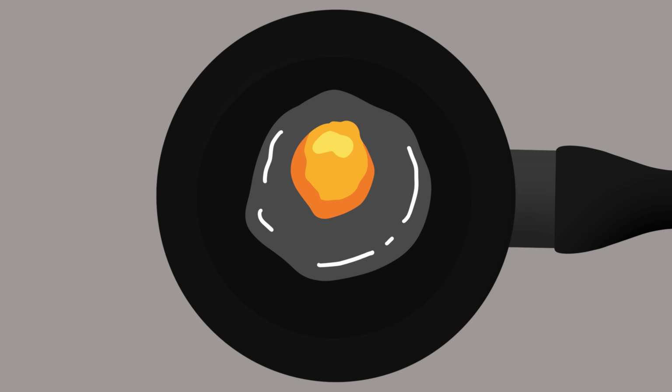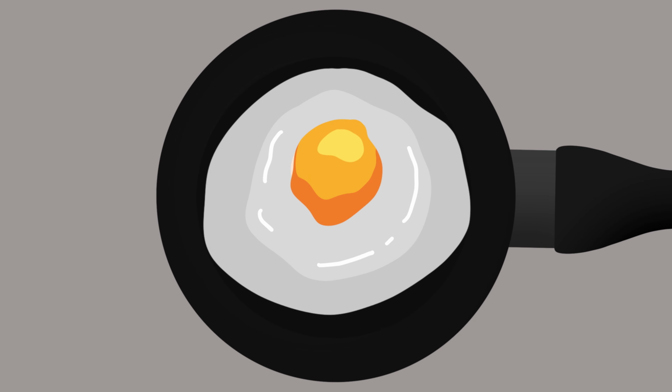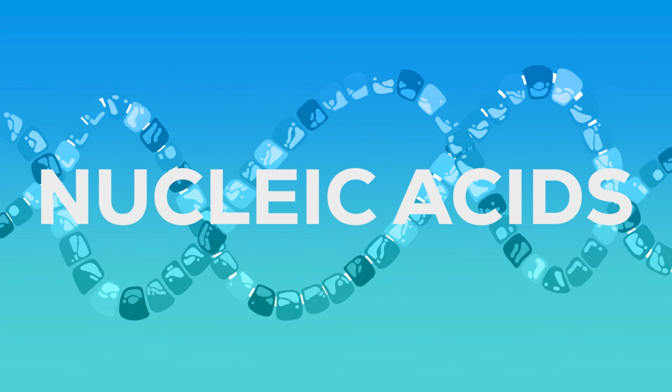An example of it would be fried eggs, as the egg whites were once clear prior to being heated up in a process of denaturation and are now egg white. The final biomolecule that you need to know are nucleic acids.